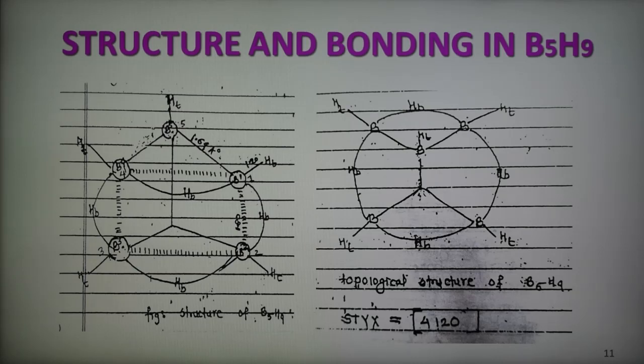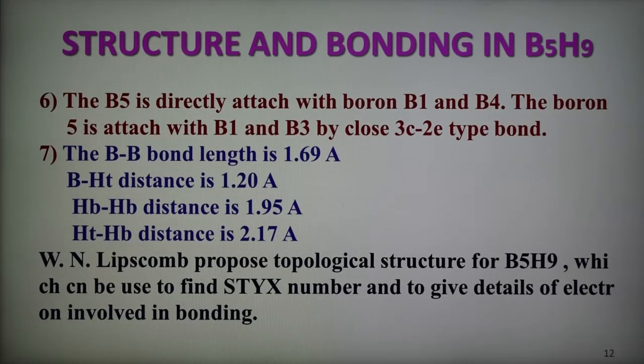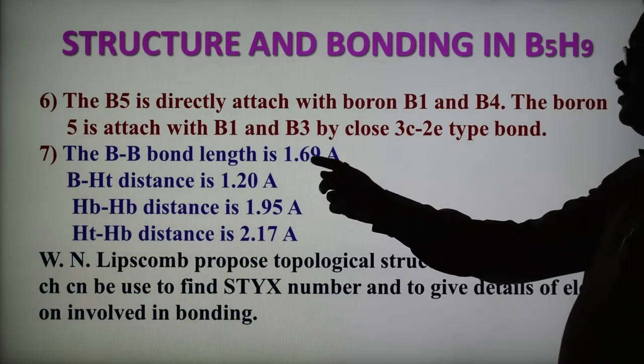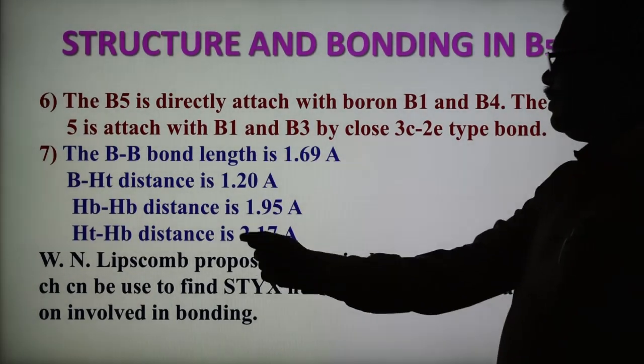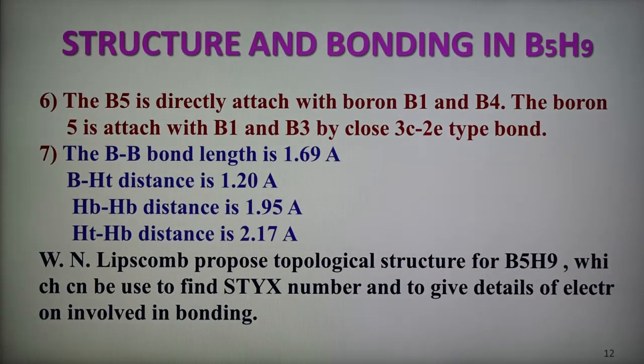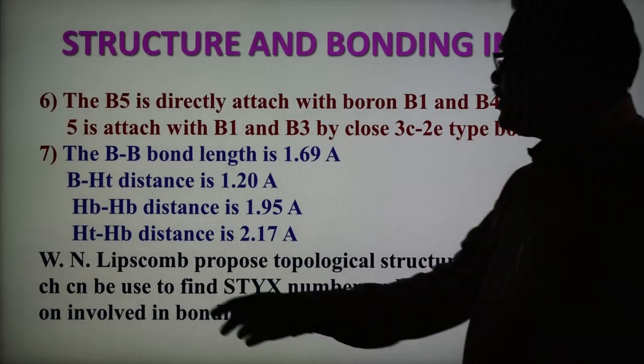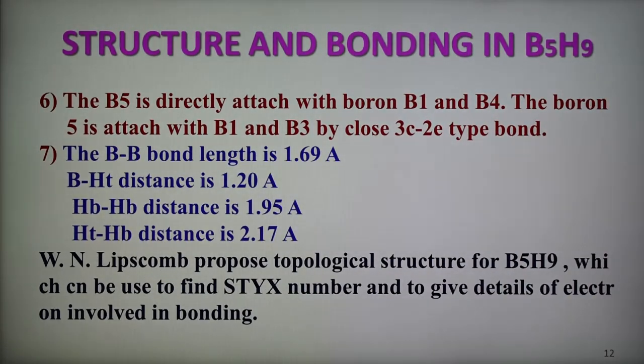Now in the case of pentaborane, the 6th point is that B5 is directly attached to boron 1 and boron 4. Boron 5 is attached to B1 and B3 by a closed 3 center 2 electron type of bond. The boron-boron bond length is 1.69 angstrom. The boron terminal hydrogen distance is 1.20 angstrom. The hydrogen bridge distance is 1.95 angstrom. The terminal to bridge hydrogen distance is 2.17 angstrom.